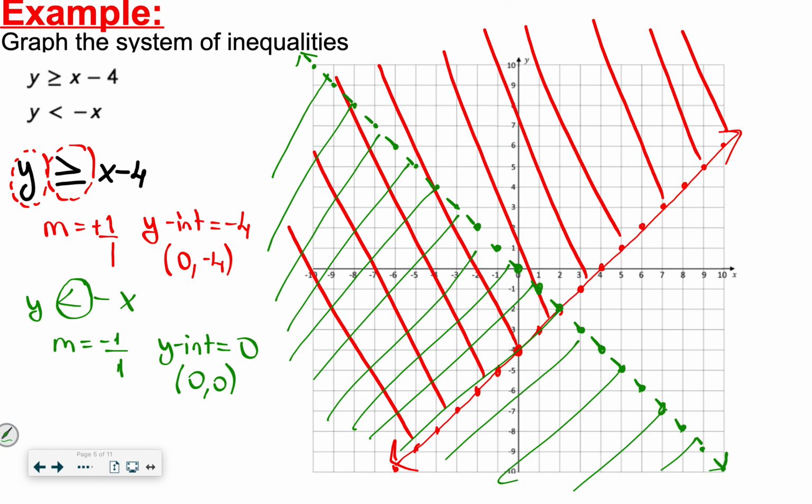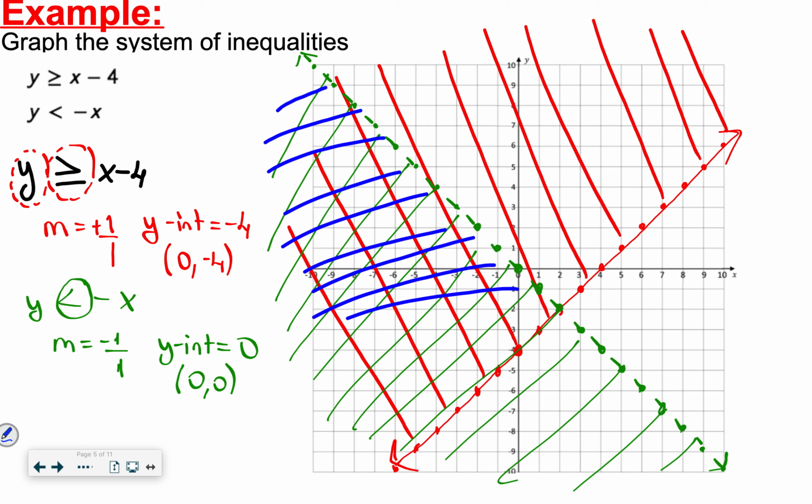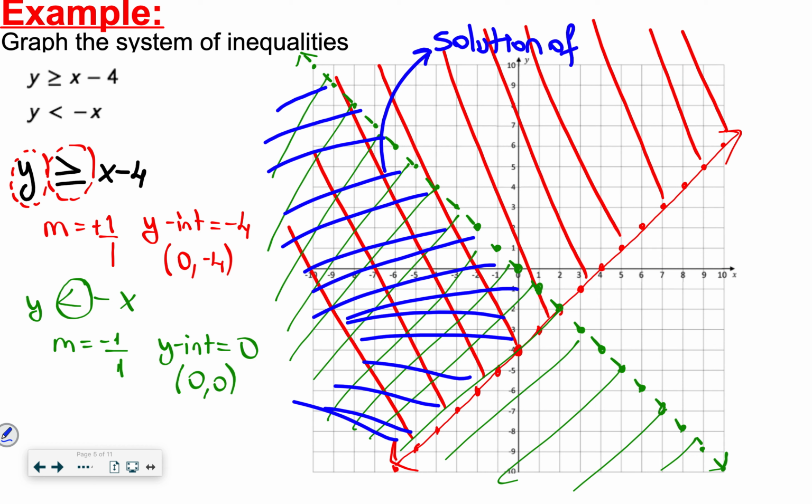When you look here, the overlapped part is this part. This part is the solution of the system of linear inequalities.